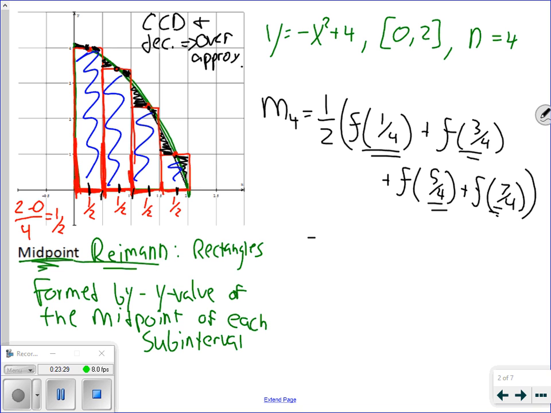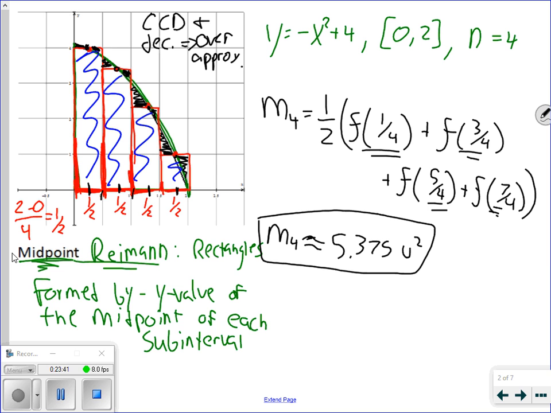But the answer ends up being, so the midpoint approximates us 5.375 units squared. So notice how, if you compare that to our last answer, the under approximation was 4.25, the over approximation was 6.25, and notice how the midpoint fell in between the two. So it's a little bit better of an approximation.